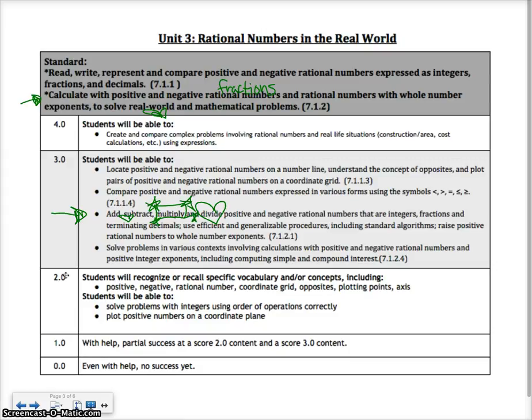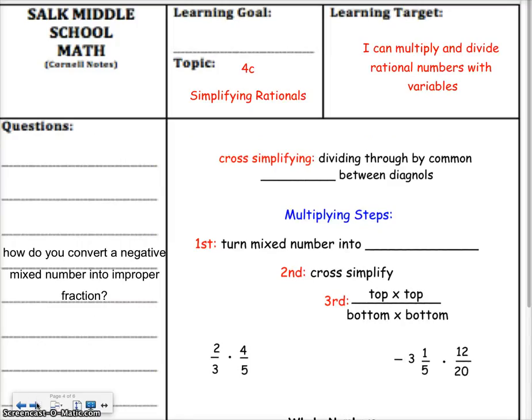You're also going to be able to solve problems in various contexts involving calculation with positive and negative rational numbers. Again, that is our word problems. Okay? So next. These notes are going to last you a couple days, and you're going to see that I'm going to skip through a couple sections as I'm focusing solely on multiplying our fractions today, or rationals.